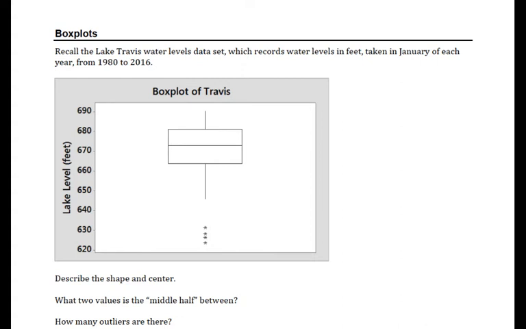A single box plot like this one is slightly less detailed than a histogram graph for one quantitative variable. In this case, we're looking at Lake Travis water levels from 1980 to 2016. And this is really a visual representation of the 5-number summary. In the middle of the box here, we have the median.